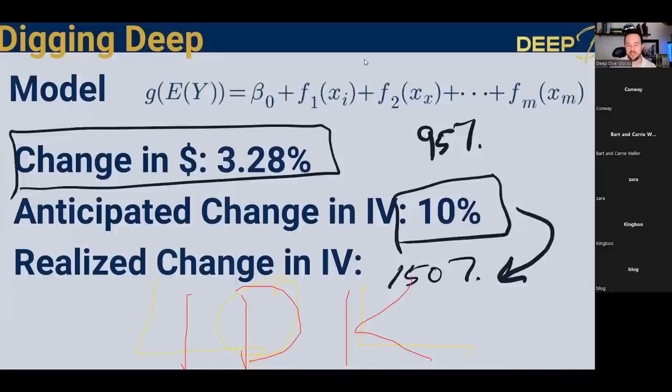We're going to move from this time period here soon. Okay. So this is a 175% difference in between the anticipated value.